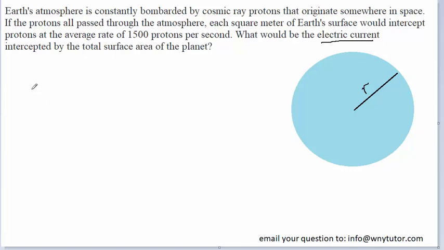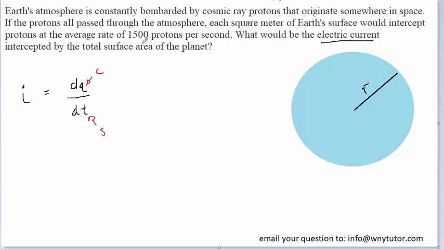area of Earth. We know from this chapter that electric current is symbolized by lowercase I, and it's equal to the total amount of charge that flows past a given point divided by the total amount of time that the charge takes to flow past that point. Charge is measured in coulombs, and time, of course, is measured in seconds.